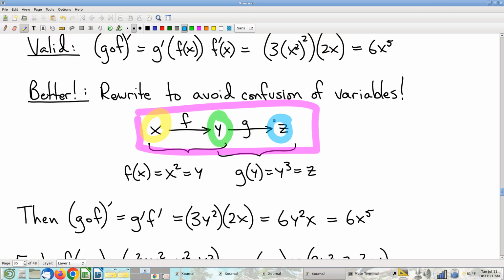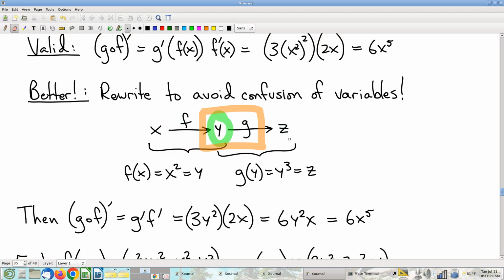And as such, I mean, you kind of can't avoid this. It says here that apparently G needs to be written in terms of the dummy variable y, not in terms of the dummy variable x.